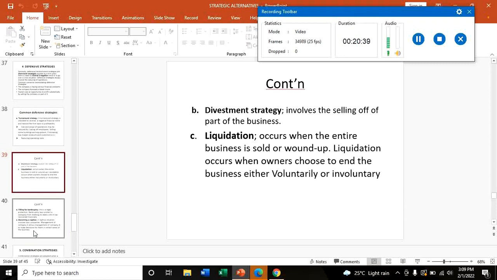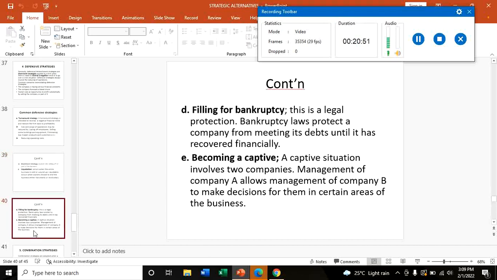Two, you can do what we call divestment. It involves selling part of the business. You can do what we call a liquidation, which occurs when the entire business is wound up. It can be voluntary or it can be involuntary. We can also file for bankruptcy, where an organization seeks legal protection, or you become a captive. All of those are defensive strategies.